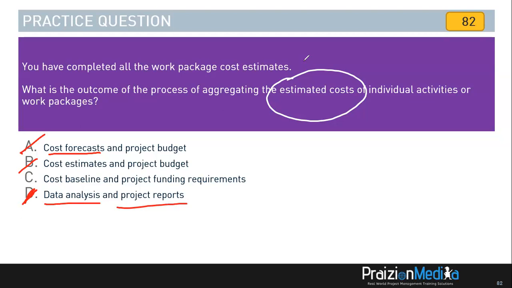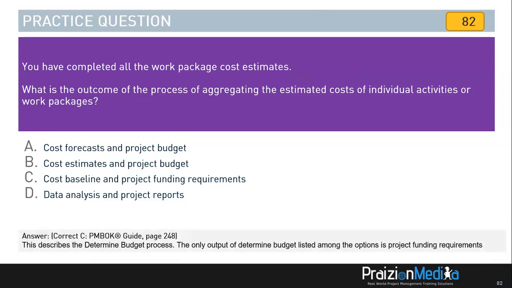Now, straight up, the best answer is C, because that's what you get from the determined budget process. You get your cost baseline and you get project funding requirements. This is the funding requirements for the project in total and also periodically. So the best answer, my friends, is C. Straight up, those are the outputs you get from determined budget. Let's take a look at a few other questions before we get into the more difficult ones.